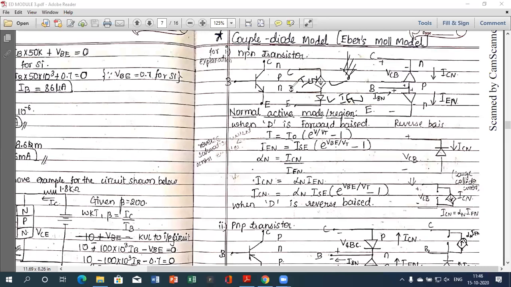Now I'm going to represent this using equations. In the normal active mode region, when the diode is forward biased, the diode current is I equals I naught into bracket of e raised to V by eta Vt minus 1. I hope you remember this equation, which we discussed in the diode current equation. Here eta is assumed as 1, so it is directly written as V by Vt minus 1.